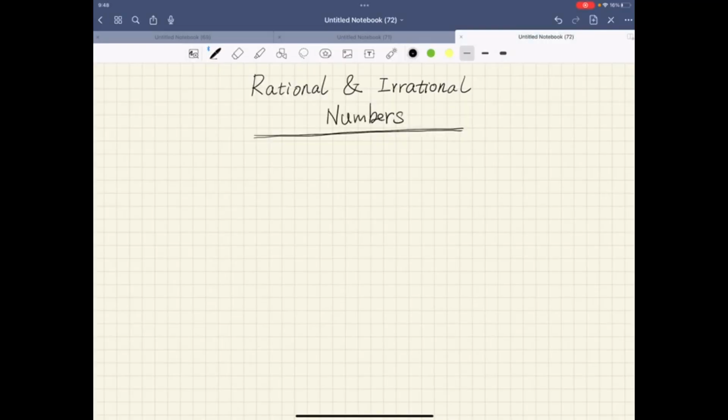Good morning, everyone. Today we use this chance to discuss rational and irrational numbers.